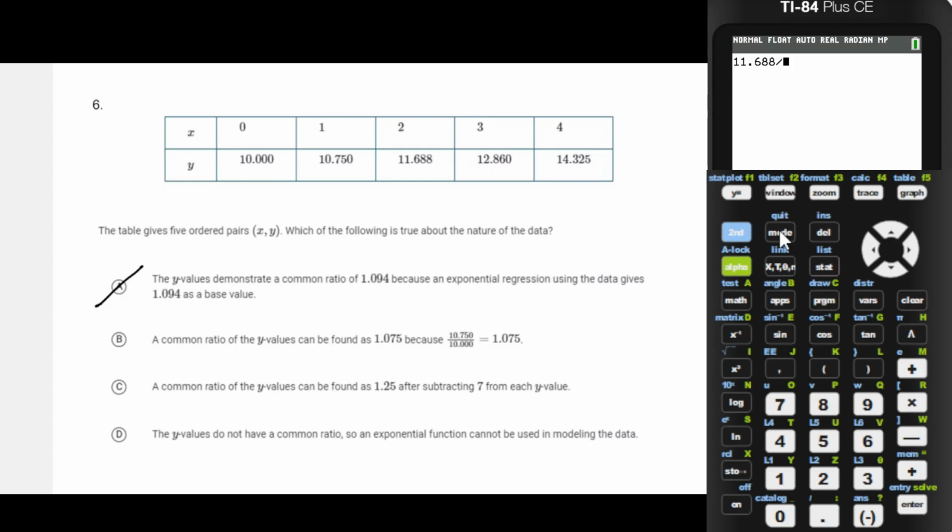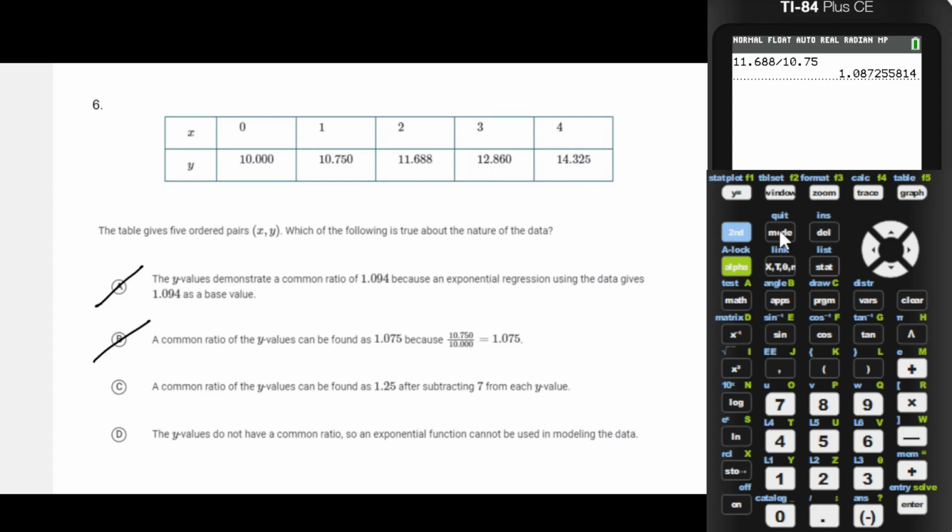11.688 divided by 10.75. And I'd get 1.087, which is not 1.075 or 1.25 or 1.094. So I'm not liking that one either. Now, if we subtract 7 from each y value, I'm interested in that option.